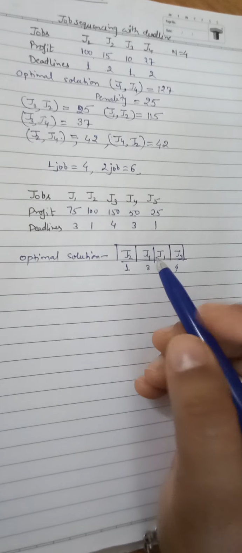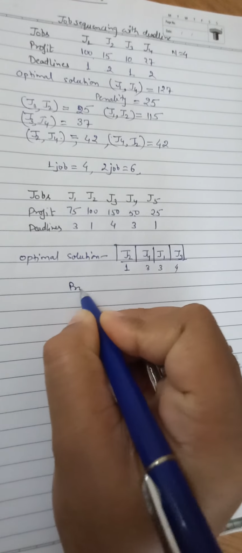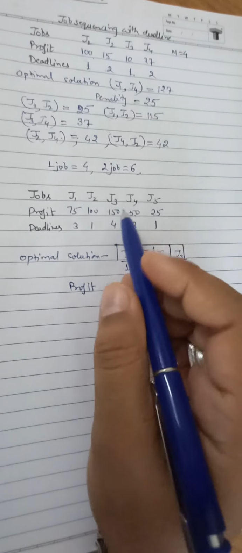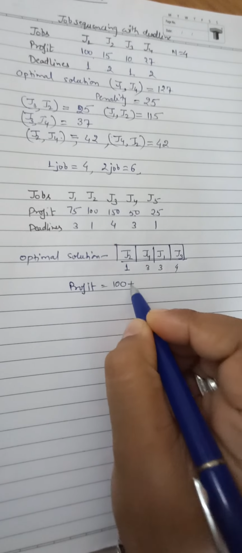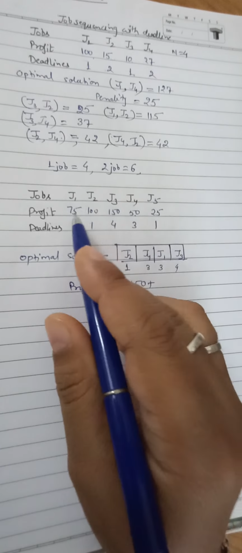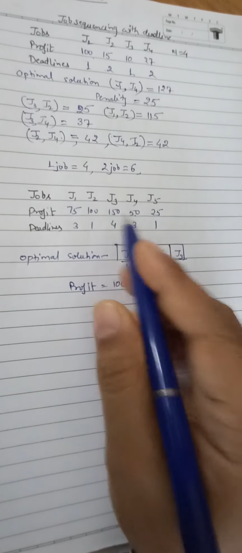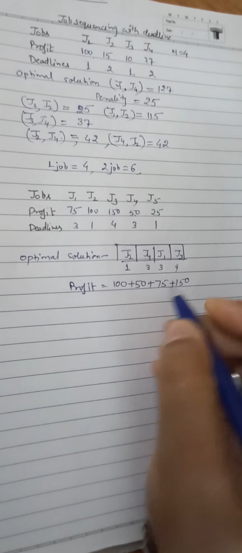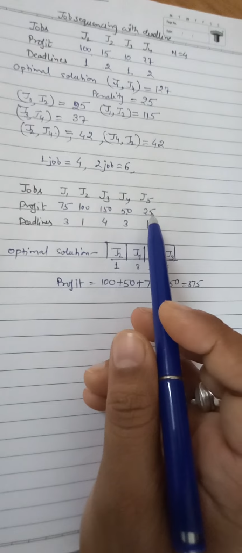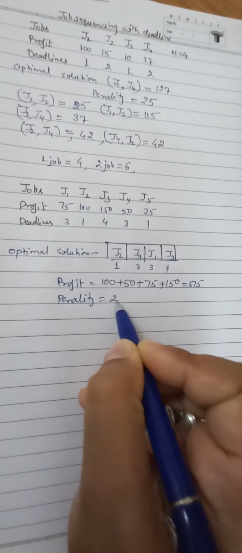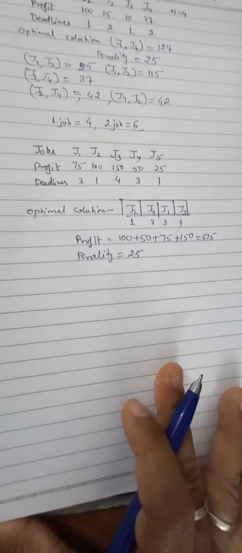So what will be the profit? Profit will be J2 profit is 100, J4 profit is 50, J1 profit is 75, J3 profit is 150. So the profit will be 375, and one job is left only, that is J5. So penalty will be 25. Penalty will be 25.